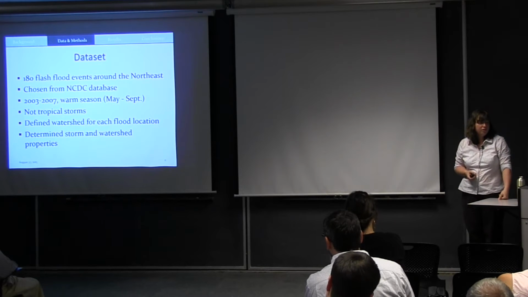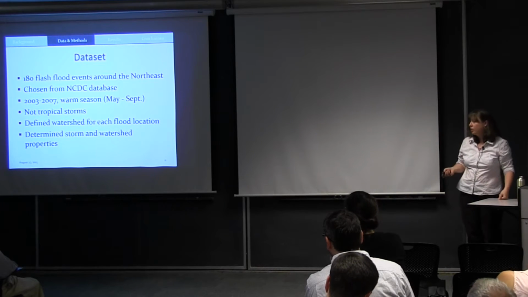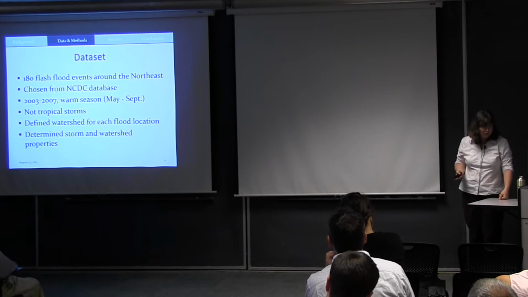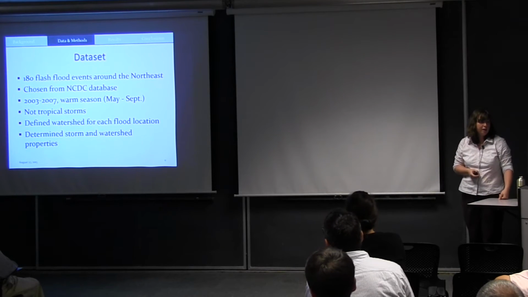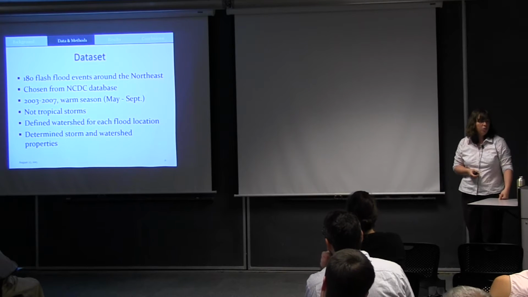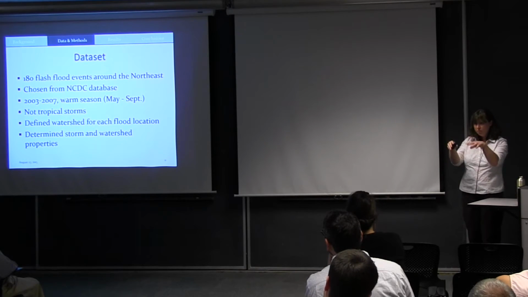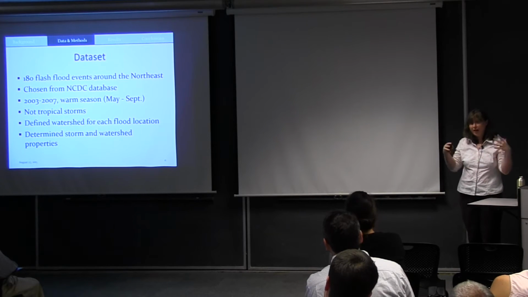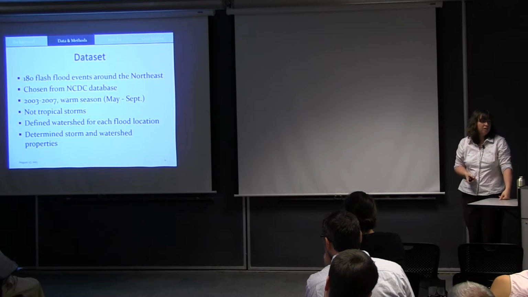We looked at the years 2003 through 2007. We stuck with the warm season, so we don't have to deal with snow melt, which anyone who's ever done any hydrology knows snow melt is very difficult. We also avoided tropical storms because they behave differently in the atmosphere. And then once we figured out where these flash floods happened, we defined a watershed for each flood location, so the contributing area to that flood. And then within that watershed, determined the storm and watershed properties that I just talked about.